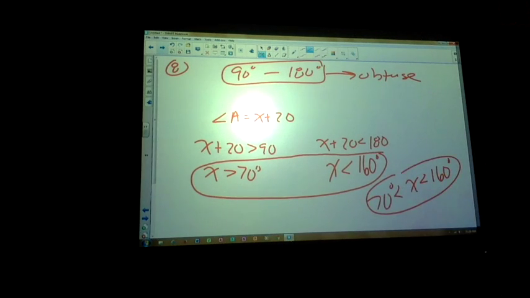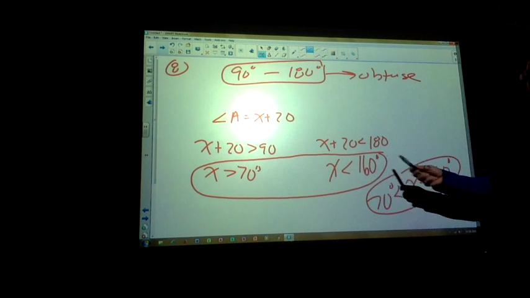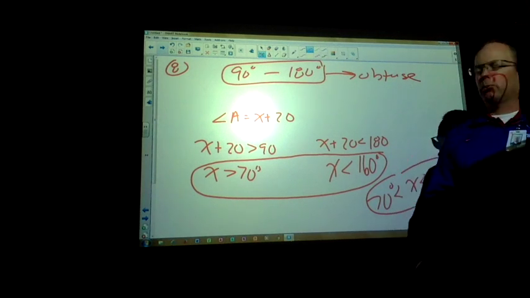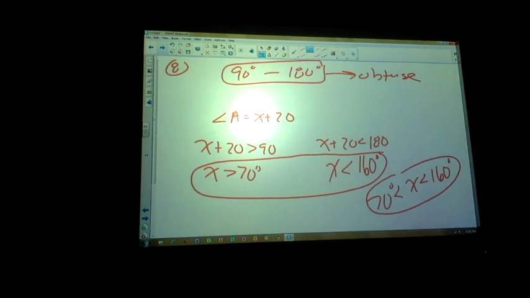How is the answer going to be presented on the test? If it was written, I would take either answer. If it was a multiple choice part, this would be the only multiple choice that would be there. Yeah.